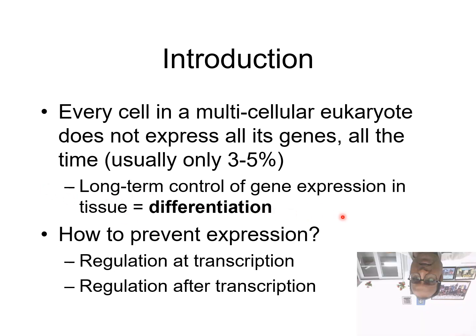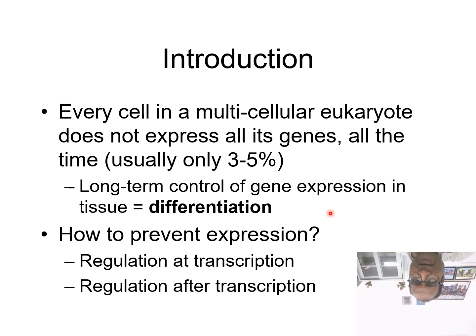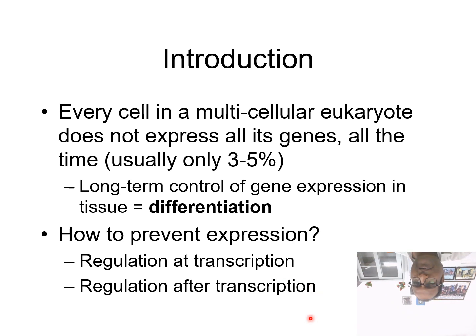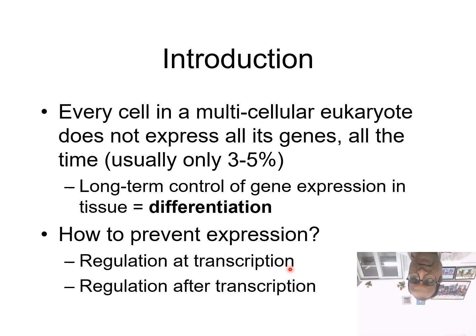And how is the regulation done in gene expression? There are two major kinds, two different steps by which genes are regulated in eukaryotes. First is regulation at the level of transcription. Second is the regulation at the level after transcription, that is translation, post-translational modification, and other things. The first step is at transcription.